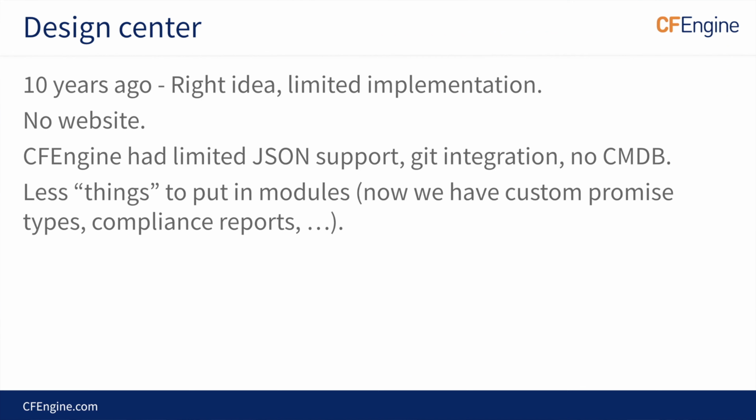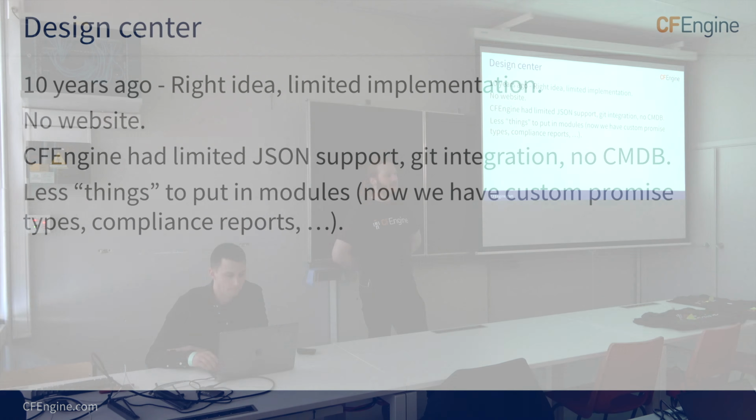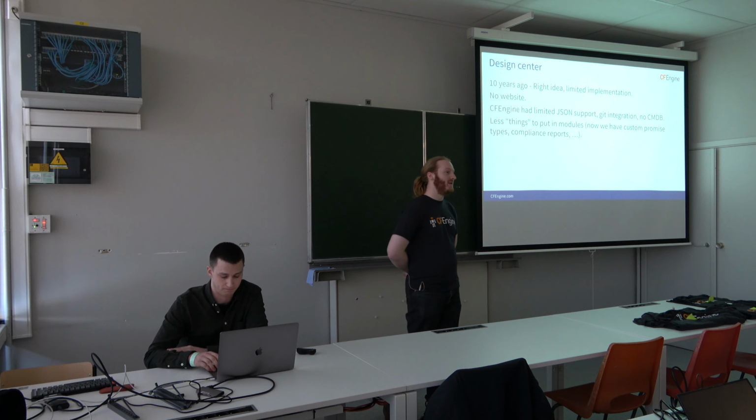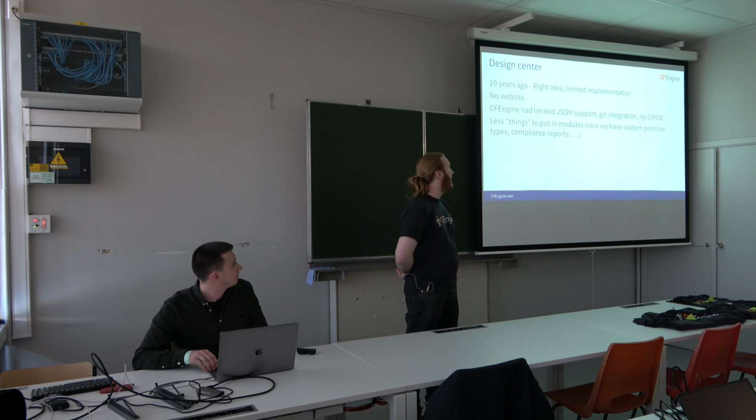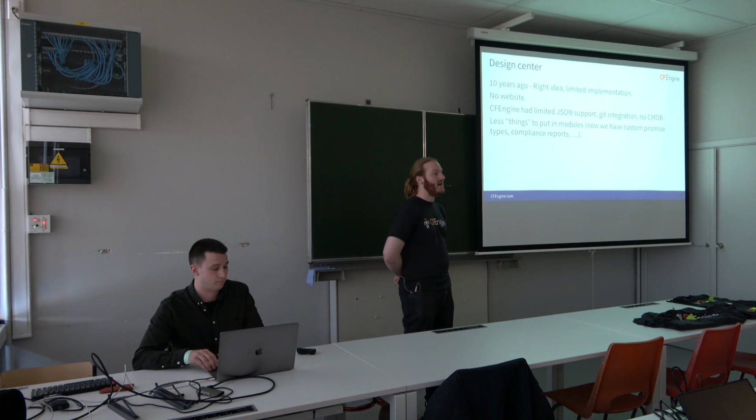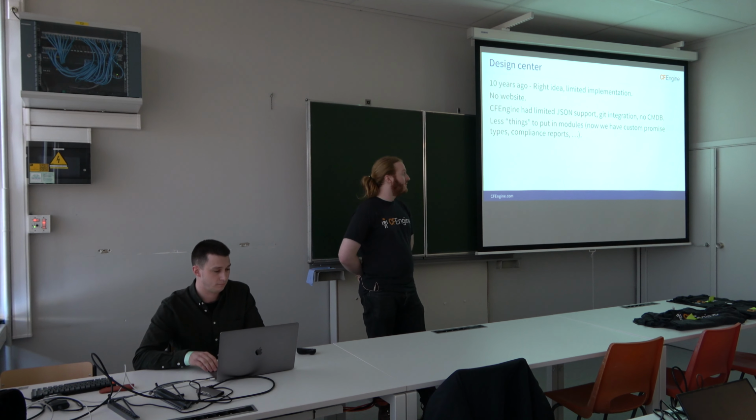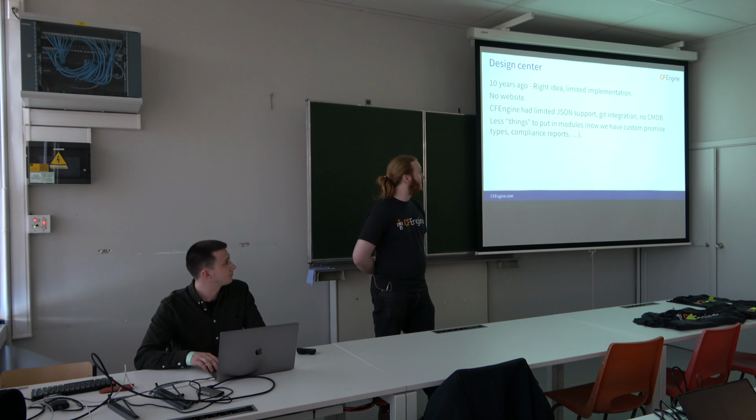It also has a lot to do with what the state of CfEngine was at that time. When the Design Center was made, it was actually the thing bringing in Git integration, so there was no Git integration before that. JSON support was limited, there were limited options for separating your data from your policy, and very limited things that you could put in modules. So now we have custom promise types, we have importable compliance reports, we have a lot more configuration that you can do from augments from the JSON file. So there are just a lot more things that we can put in modules now.